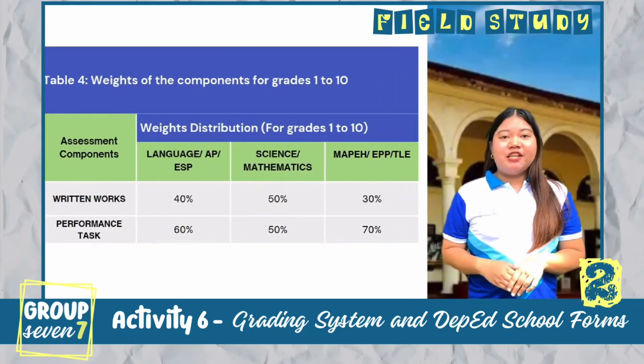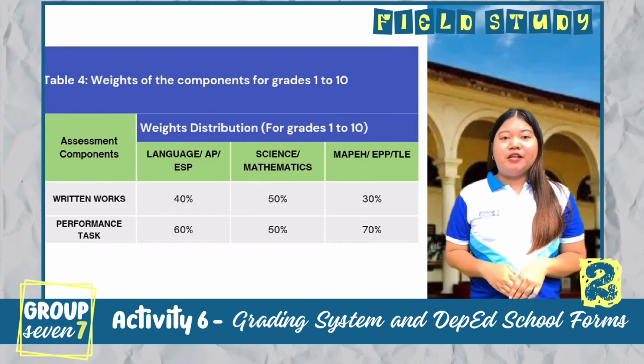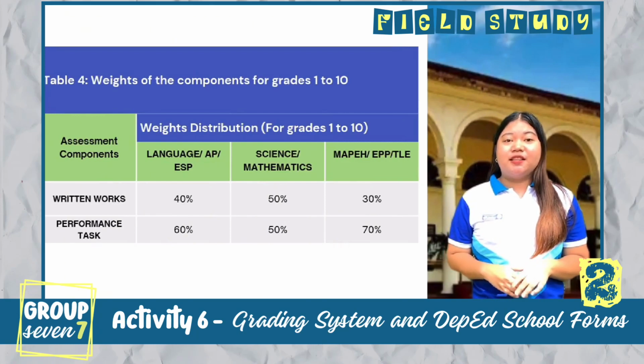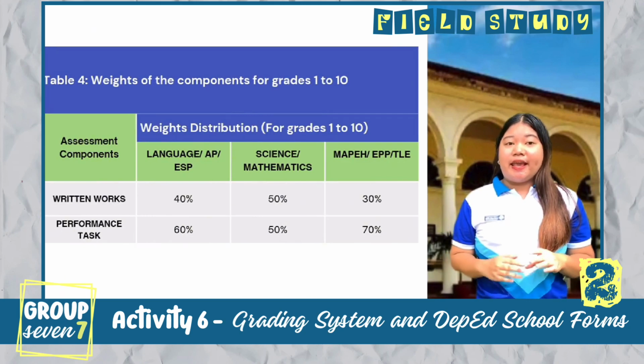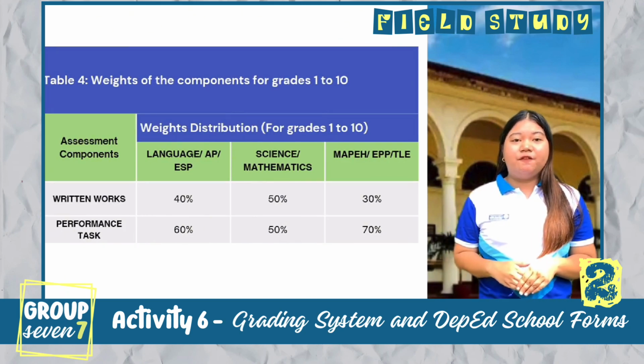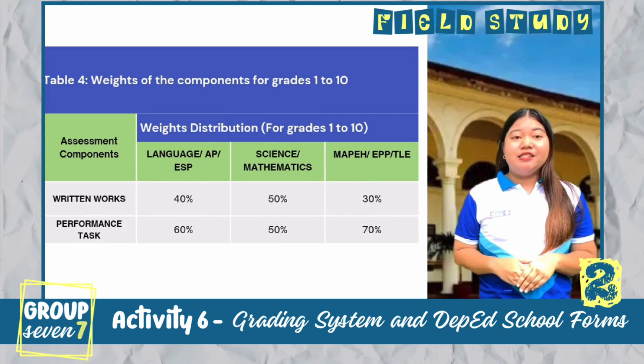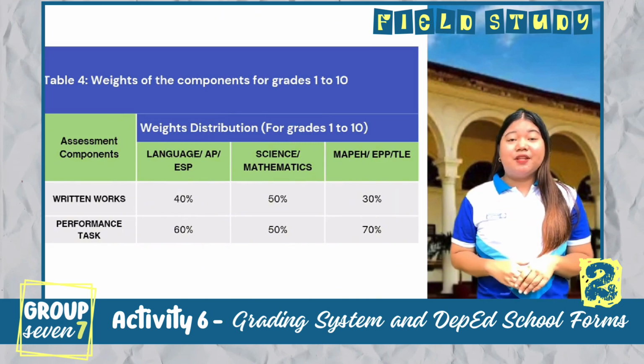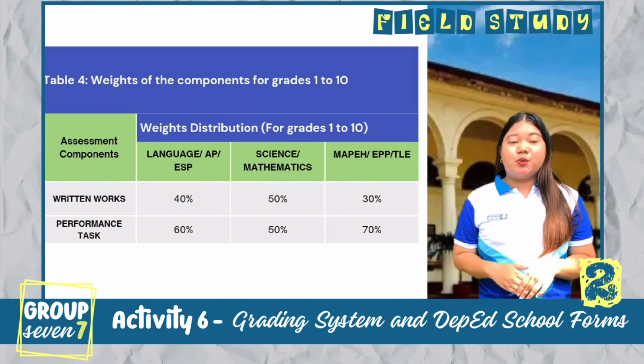Below are some changes in the weights of the assessment components for grade 1 to 10. In Table 1, under written works, the learning areas of languages, AP, and ESP had a weight of 40%, while in science and math, the weight distribution is 50%. Lastly, in MAPE, EPP, and TLE, the weight distribution is 20%.